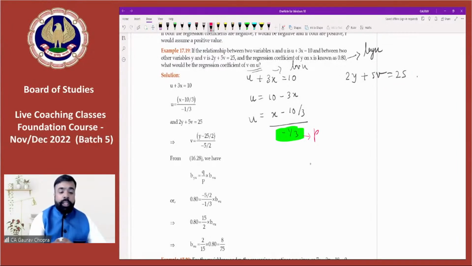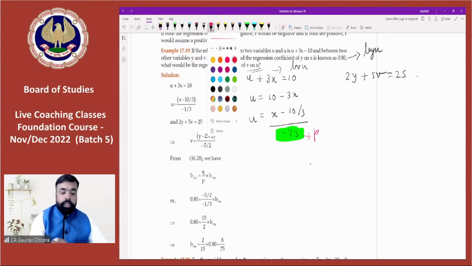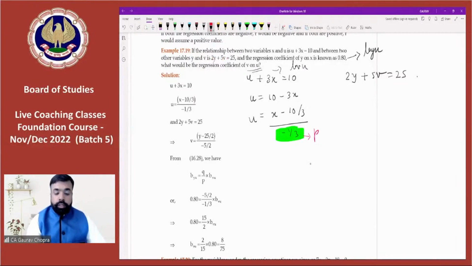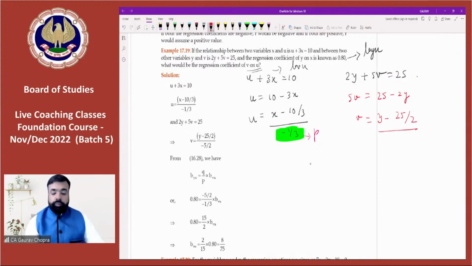Similarly, we have to arrange the second equation also. Let us arrange 5v is equal to 25 minus 2y. So v is equal to y minus 25 upon 2, and then minus 5 by 2. Okay, so the first step is to arrange the equation in this format and this becomes q.